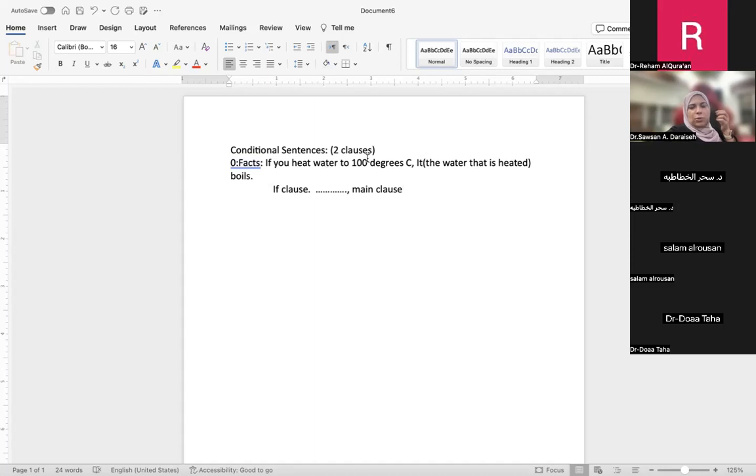Water can't boil if it doesn't reach 100 degrees centigrade, right? So anyway, I want to tell you something. Zero clauses are clauses where the verbs, look at the verb heat, the verb is in the present simple, and in the main clause we have to look at the verb also, it's in the present simple, and they express facts.